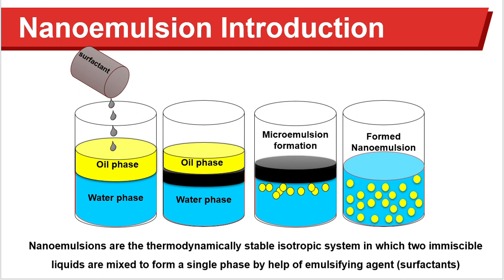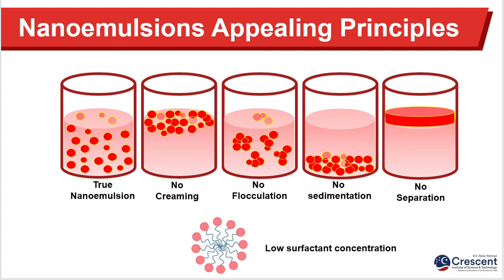So what are the advantages when you talk about nanoemulsion? See here, in the first beaker, you can see the true emulsion, uniformly formed. But if we mix without a nanoemulsification process, you always see creaming form, or flocculation will happen, or sometimes sedimentation or separation will happen. So these kinds of things we can avoid when we make a nanoemulsion.